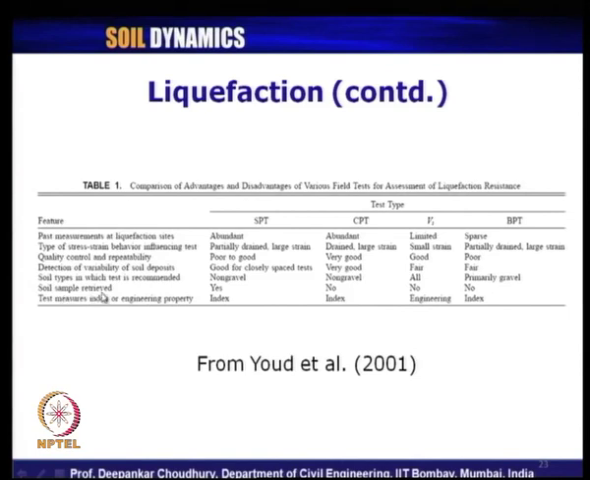Soil sample, whether it is retrieved, means taken out during the test process or not. In SPT, yes, we are getting the sample, we can see the soil. In CPT, no, we are not able to see the sample. In SASW test also, no, we do not get the sample. In BPT also, we cannot get the sample. Test measures index or engineering property. In SPT, we are getting index properties. In CPT also we are getting index properties, whereas in Vs we can get the engineering properties, and in BPT we can get index properties.